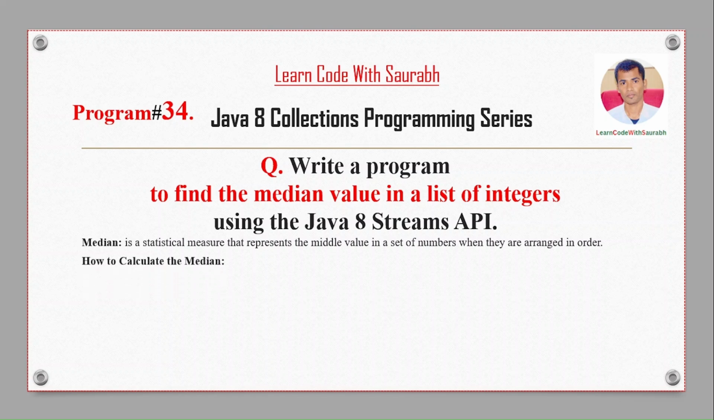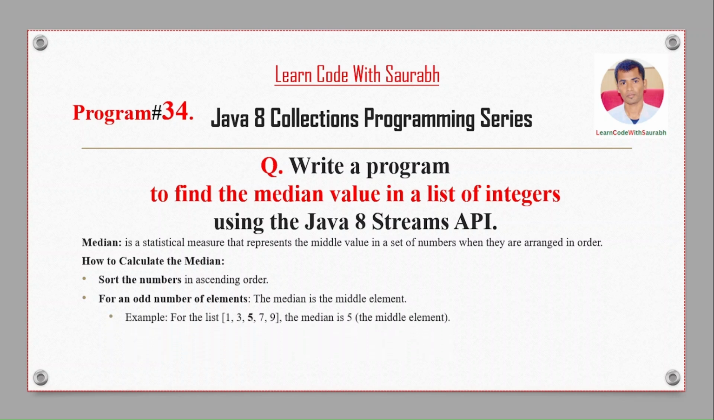So how to calculate the median? Firstly we will sort the numbers in ascending order, and then we have to handle two situations. That means we check how many elements are in the list. If odd, the middle element is the median, so we can easily identify it. For example, if I have the list 1 3 5 7 9, you can count 1 2 3 4 5. So totally 5 elements, and the middle is 5, so 5 is the median.